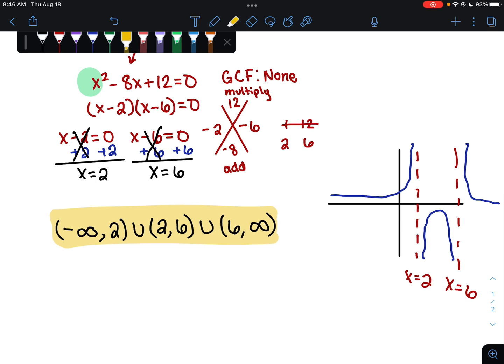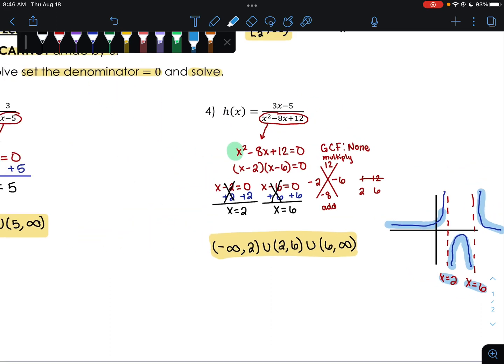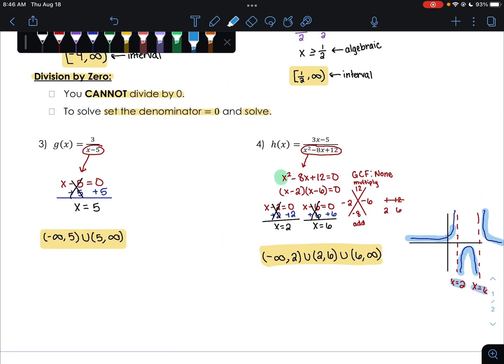So let's go over it one more time. As I go along the x-axis, I start at negative infinity, I go and I get to 2. Then I pick up on the other side of 2, and I go until I get to 6. Then I pick up on the other side of 6, and it takes me all the way to infinity. Okay, so that is how you do the domain when you're dividing by 0.